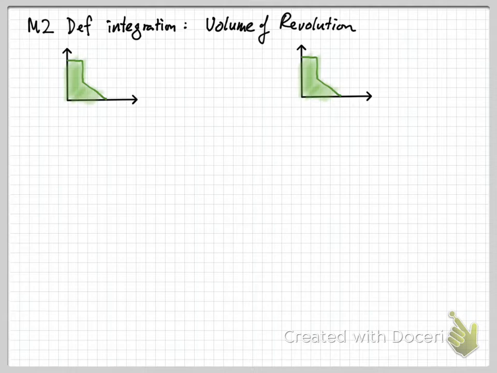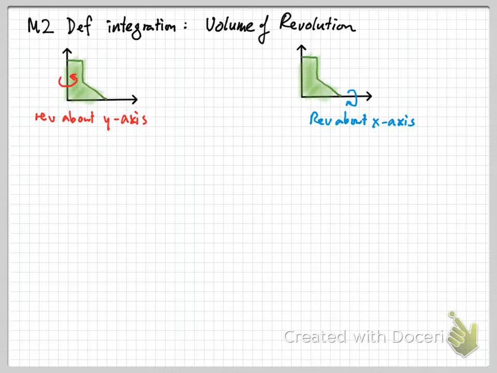Say on the left hand side and right hand side, you can see here they are both the same region. I marked them in green. But on the left hand side I revolve about the y-axis, it's called revolve about y-axis, whereas on the right hand side, I revolve it about the x-axis. Now the shape, the object that is created in this way, will be different.